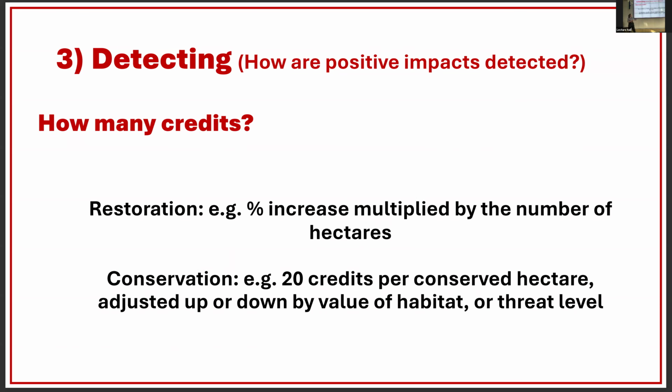Oh yeah, sorry. And then how many credits do you actually sell from that? So for restoration credits, most typically it's just whatever that percentage gain is multiplied by the number of hectares at your site. For conservation, generally it's a little bit more complex. So some companies are saying, all right, we'll sell 20 credits for every hectare we conserve, maybe adjusting that up or down depending on the value of the habitat or the threat level. But that's the general idea.